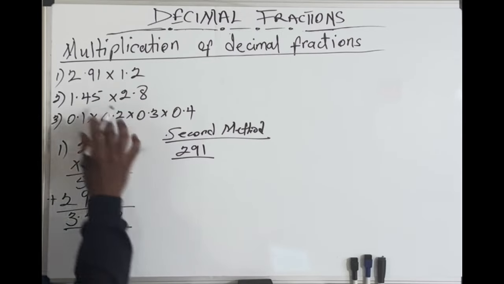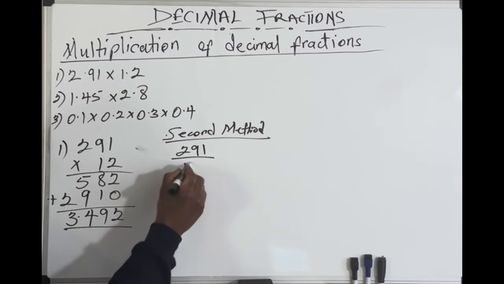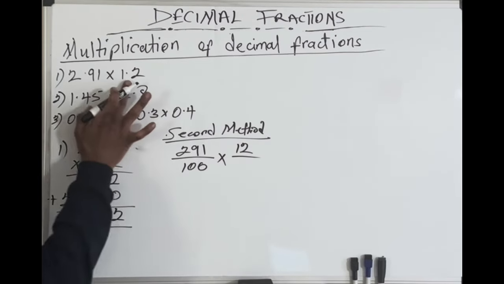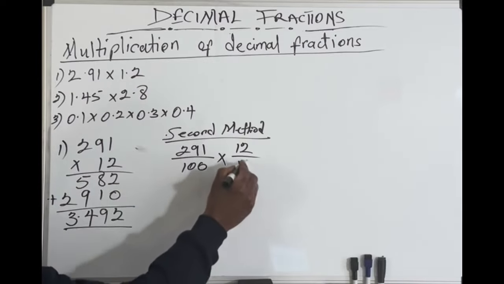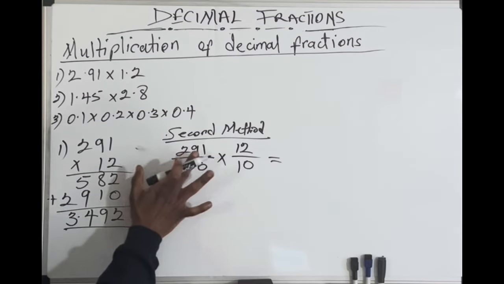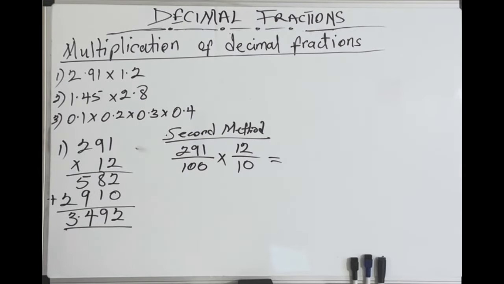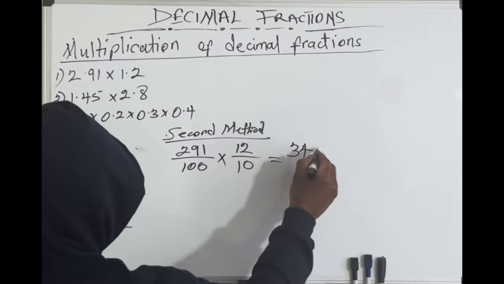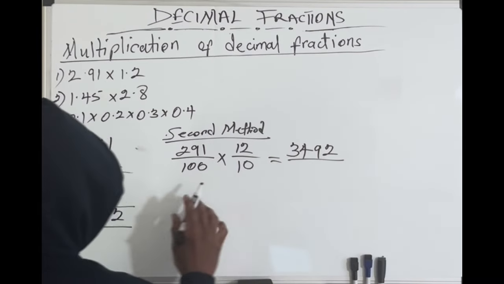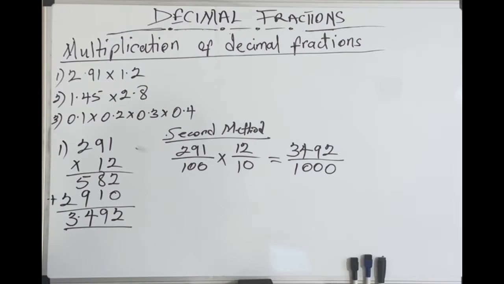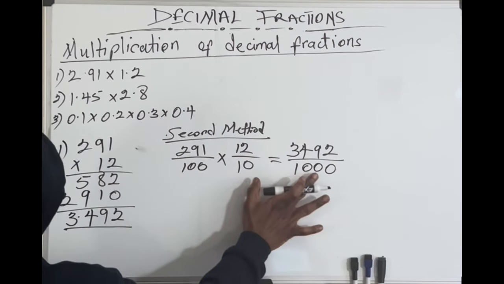291 over how many numbers? So 1, 0 times 12 over how many zeros after the point, one number? So just 1, 0. Okay, then we'll go ahead and multiply 291 times 12. Let's use the calculator. So 291 times 12 will give us 3,492 over 100 times 10 will give us what? 1,000, right?